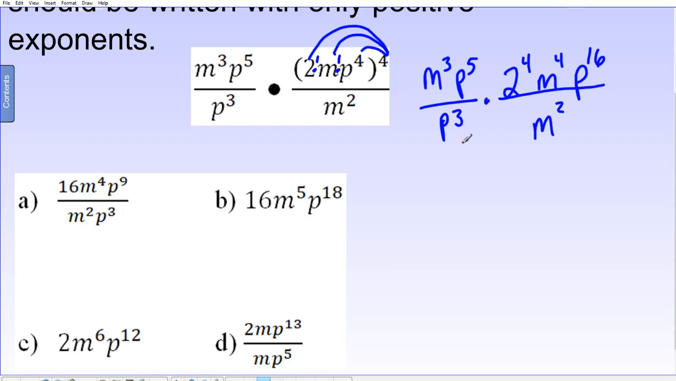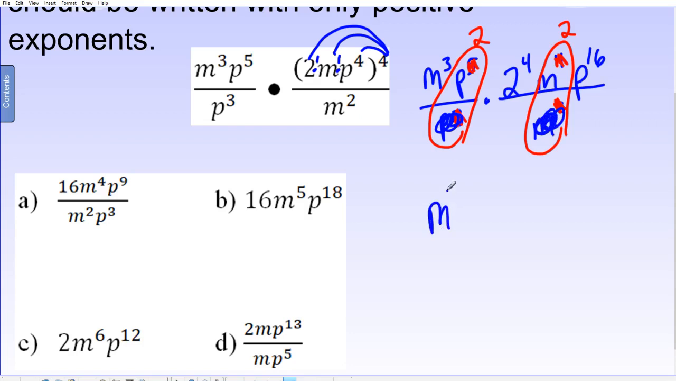And I see I've got P's here that can cancel, and I've got M's here that can cancel. So if I cancel out 3 of these and 3 of these, I'm left with 2 up top. I cancel out 2 of these and 2 of these, I'm left with 2 up top. And so after I simplified and canceled stuff out, I'm left with this one: M cubed P squared times 2 to the 4th, M squared P to the 16th.